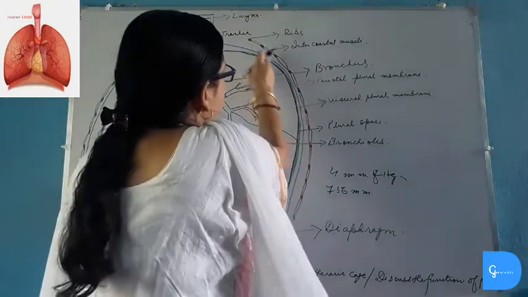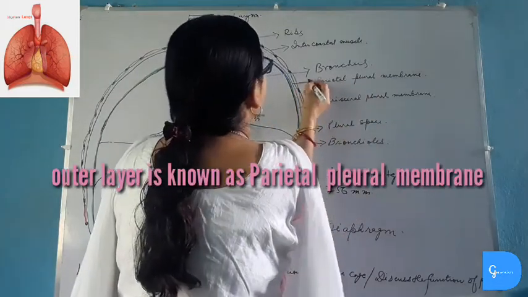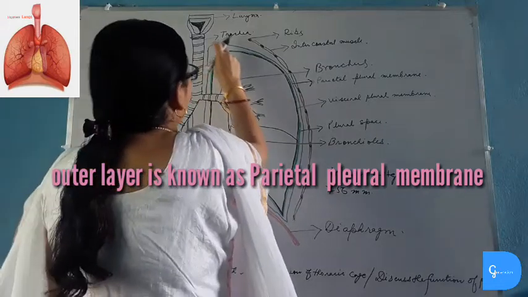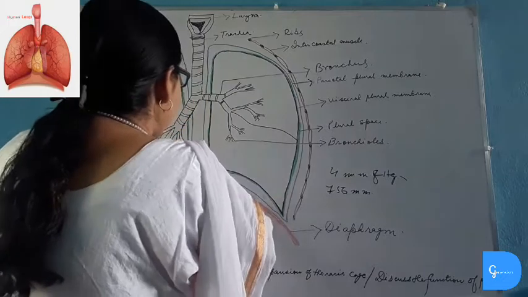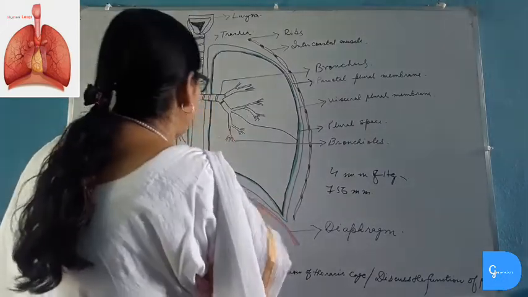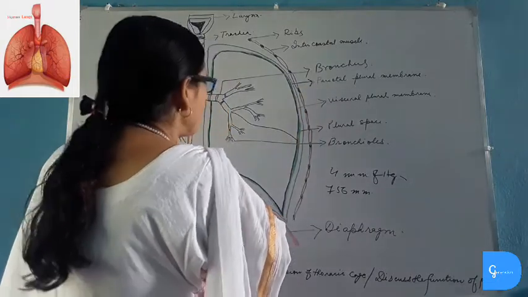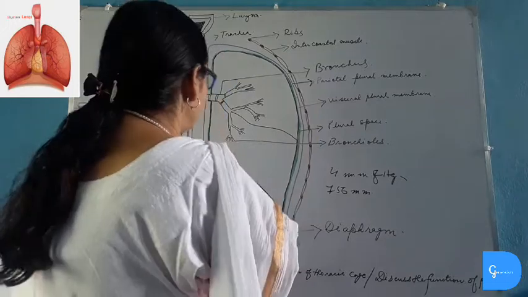The outer layer is known as the parietal pleural membrane. This is the parietal pleural membrane. It is also known as the perimeter of the lungs, and it goes along with the thoracic cage or chest wall and along the surface of the diaphragm. It is fixed to the thoracic cage and diaphragm, so it cannot be peeled off from the thoracic cage or diaphragm.